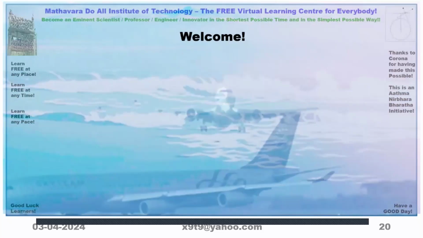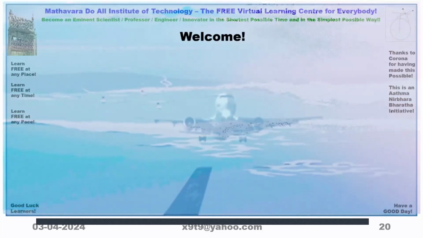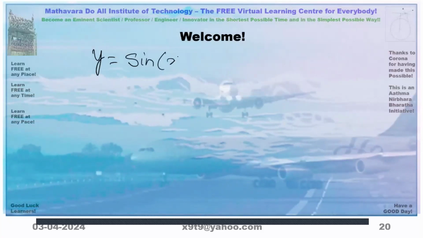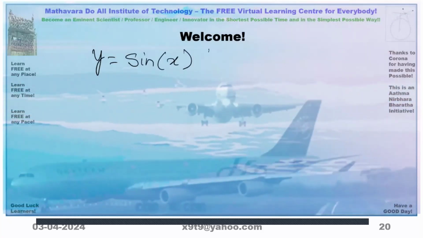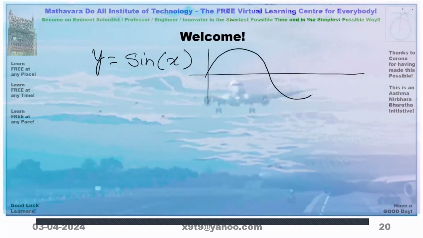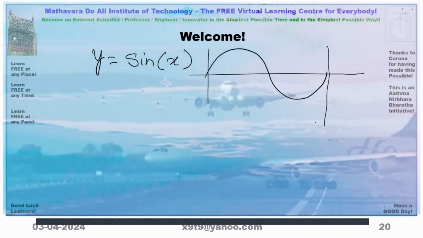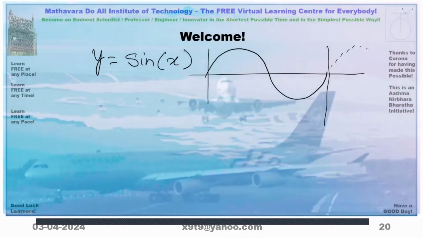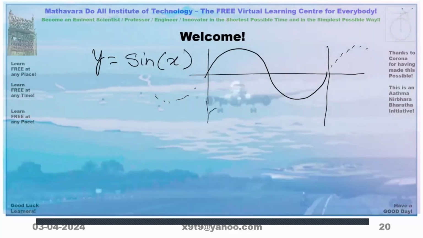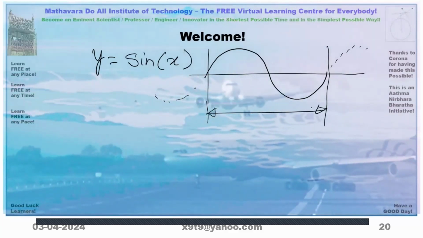Now, have you tried any of these problems, like, say, y is equal to sin x? So this graph comes like this. It won't stop there. It will continue. It won't stop here. It will continue. And this is called the period.